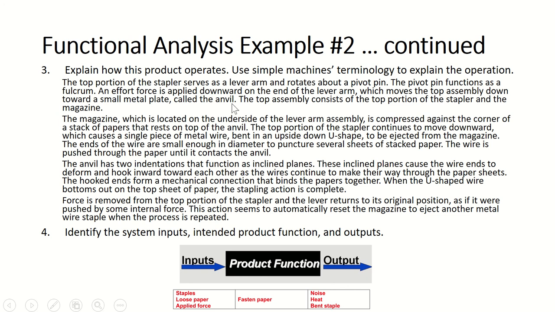You can see that this explanation is longer. This is good. And then the system inputs, function, outputs are here. So the inputs of our stapler are staples, loose paper, and applied force. Product function is, the goal is to fasten paper, and then the output is noise, heat, and a bent staple.